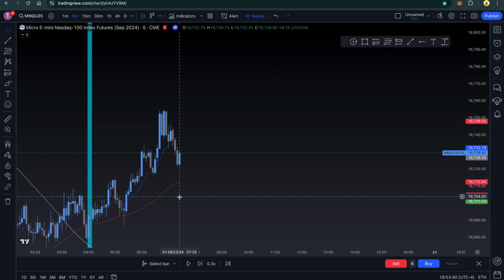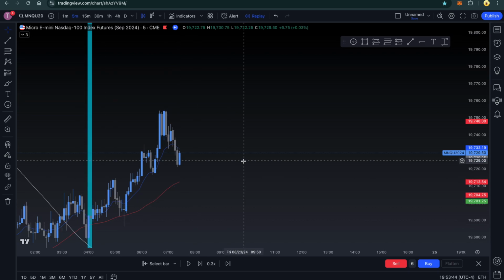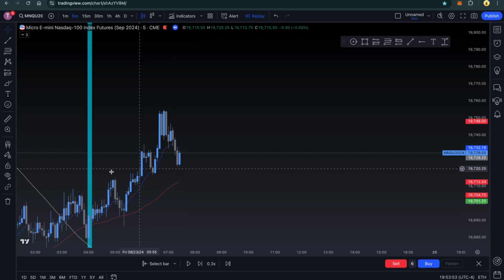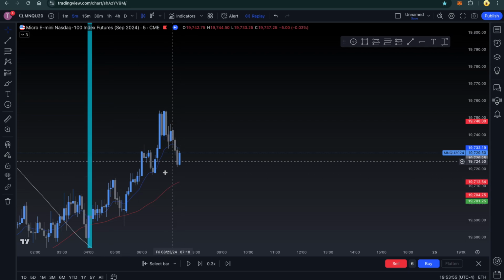This is already at 7:20, 7:15, 7:20, 7:25. Okay, so we're just getting into the market. Obviously you want to do your prep the day before, which we are kind of doing right now, but in the moment this is real time. So let's say we're at 7:15.